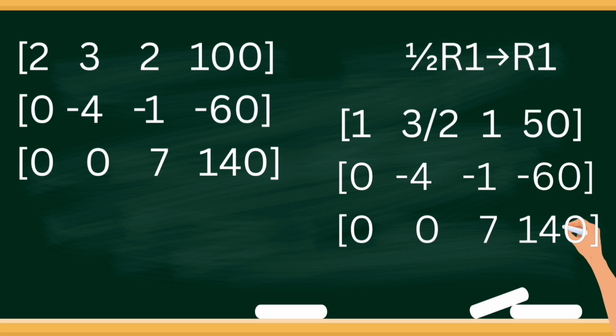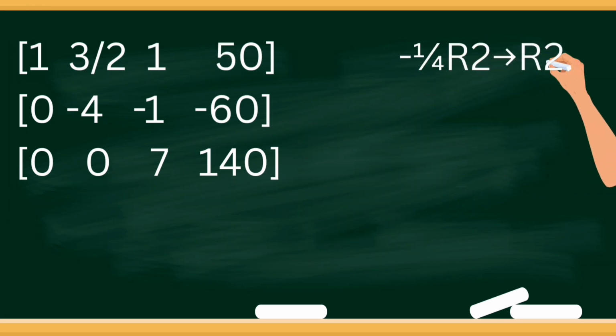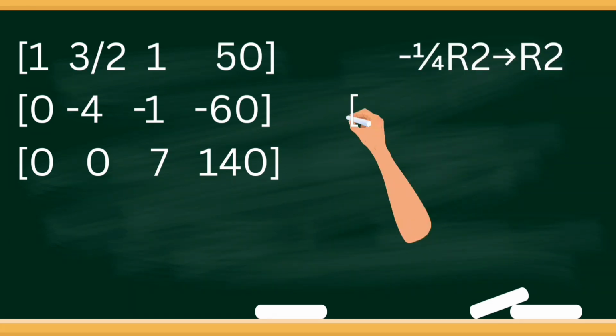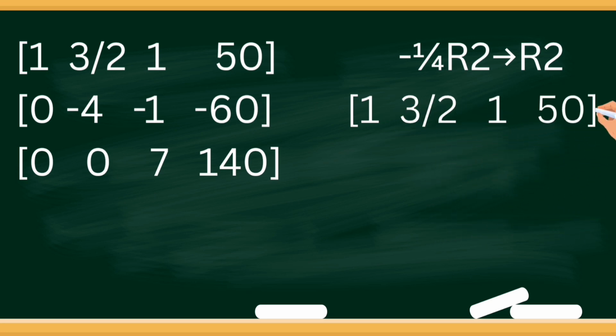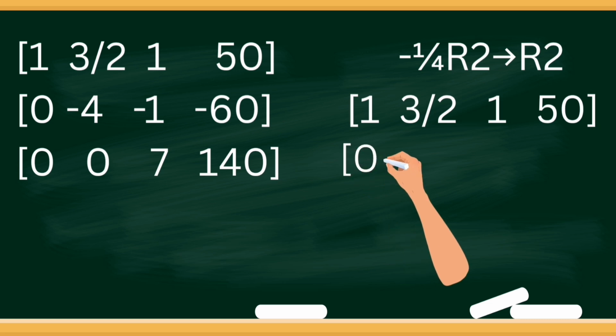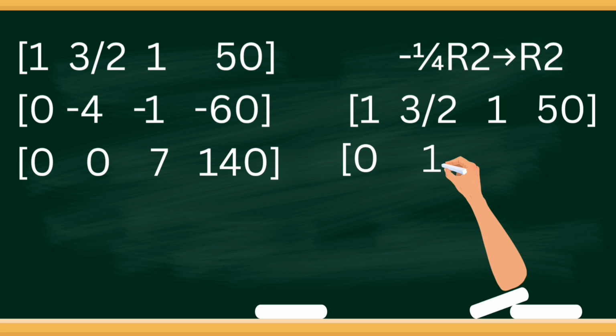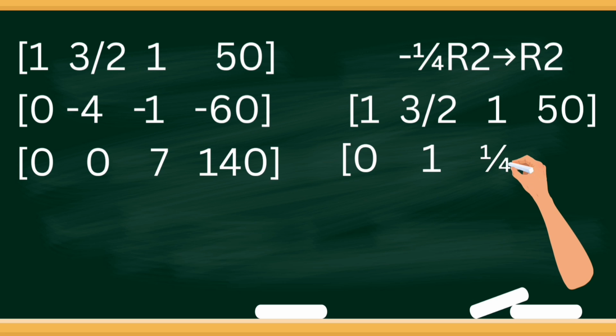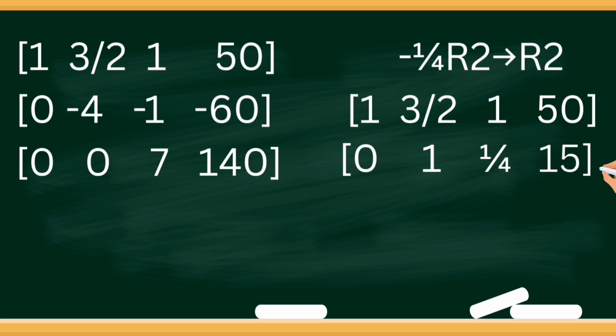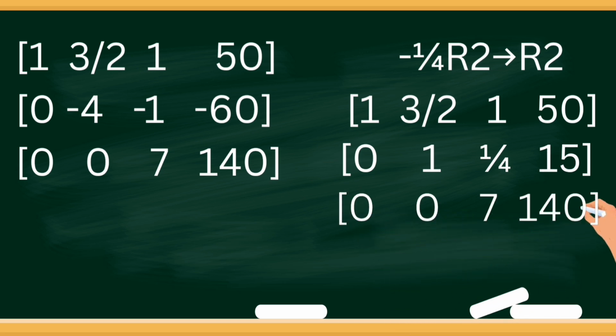And let's proceed to row 2. And the operation that we are going to use is negative 1/4 R2 is your new R2. Then let's just copy the numbers in row 1. Negative 1/4 times 0 is 0. Negative 1/4 times negative 4 is 1. And negative 1/4 times negative 1 is 1/4. And negative 1/4 times negative 60 is 15. Then let's just copy the numbers in row 3.